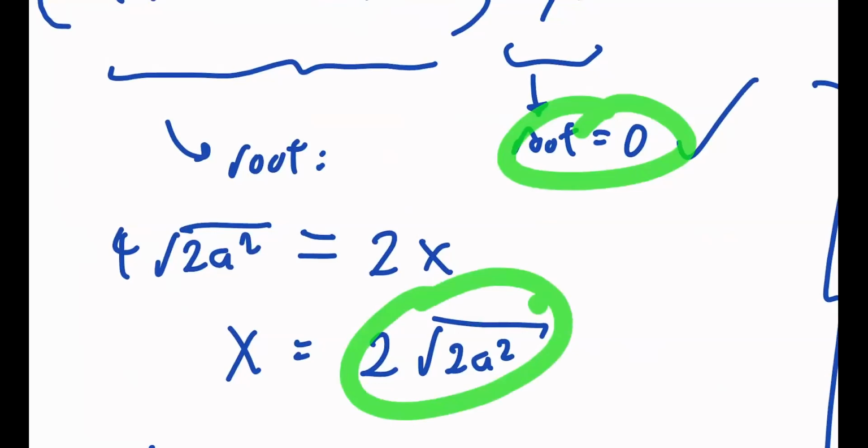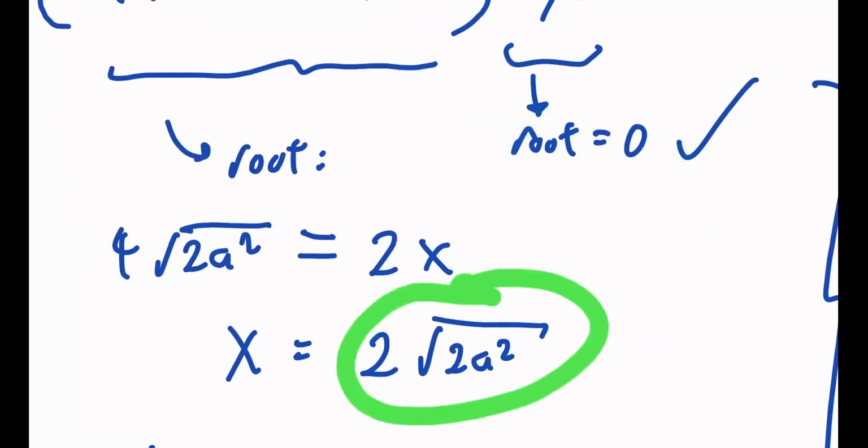So, question. This value here, positive, negative, or 0? If a equals to 0, what happens? If A equals 0, then inside becomes 0. Square root 0 is 0, then 2 times 0 is 0. But can A be 0?